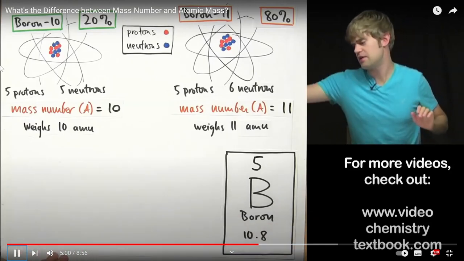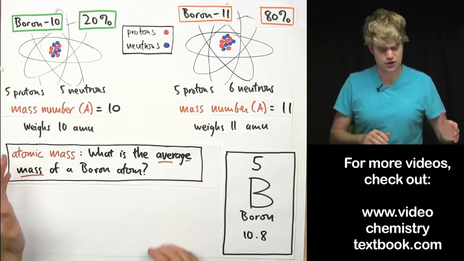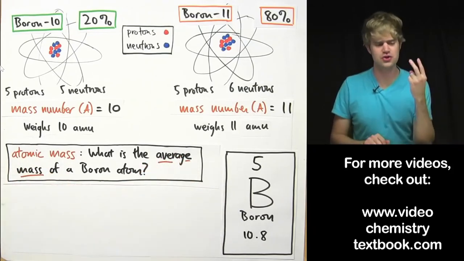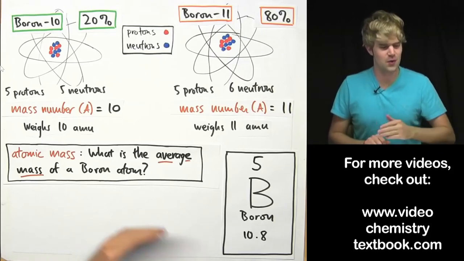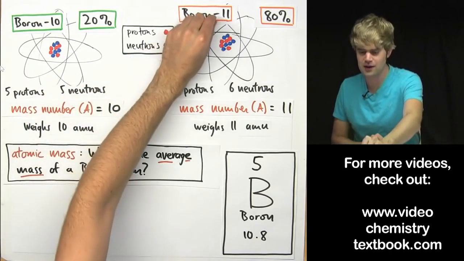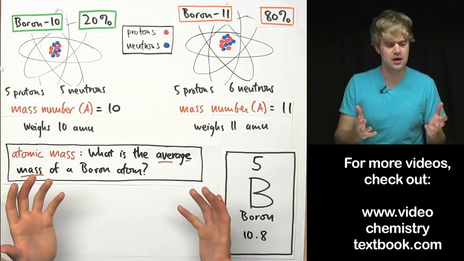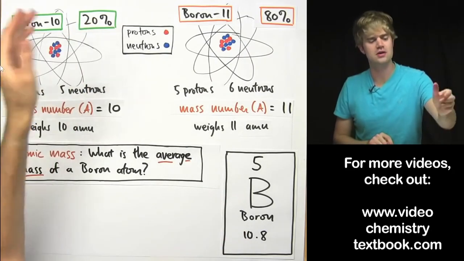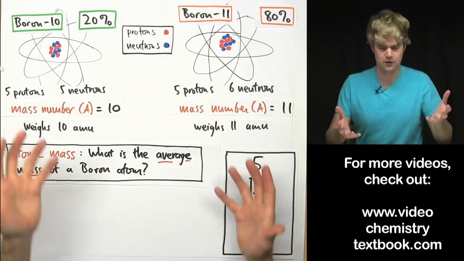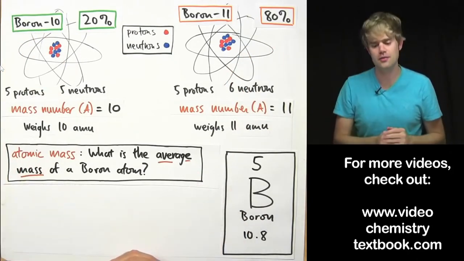This leads us to the idea of atomic mass. Atomic mass asks what is the average mass of a boron atom. We've got these two types of boron atoms. We've got boron 10 that weighs 10 AMU. That's what its mass is. And we've got boron 11, which weighs 11 AMU. But here's the thing. There's only 20% of this one and 80% of this one. So now we're asking, with these two types of boron, what is the average mass of a boron atom?